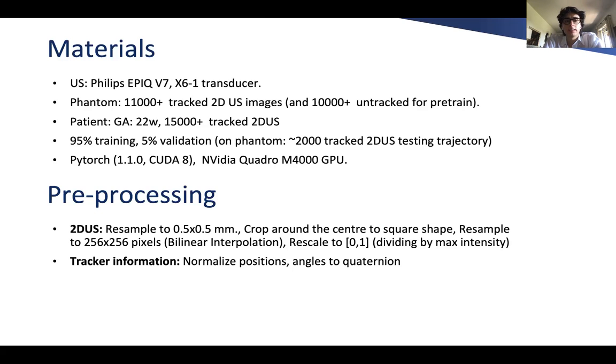We decided to split the data into a 95 to 5% proportion in training and validation sets. Additionally, we had a test set consisting of a phantom trajectory of approximately 2,000 tracked ultrasound images. Regarding pre-processing, we followed standard guidelines to obtain equal-sized images, and we normalized them from 0 to 1, dividing by the maximum intensity. This was done to ensure that relatively dark images, perhaps due to very high acoustic shadows, would stay relatively dark once normalized.